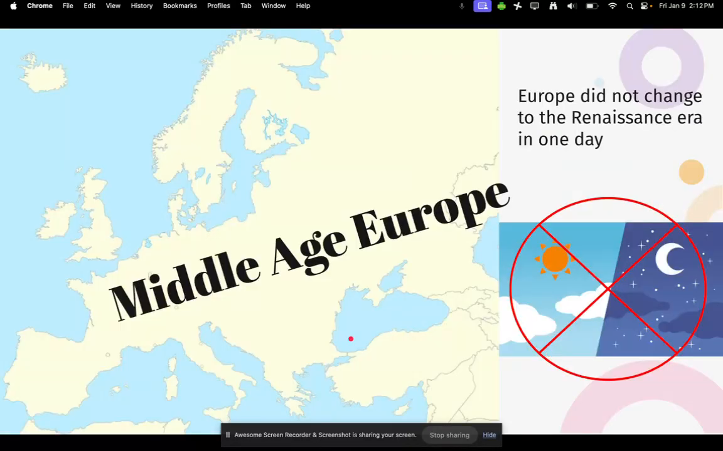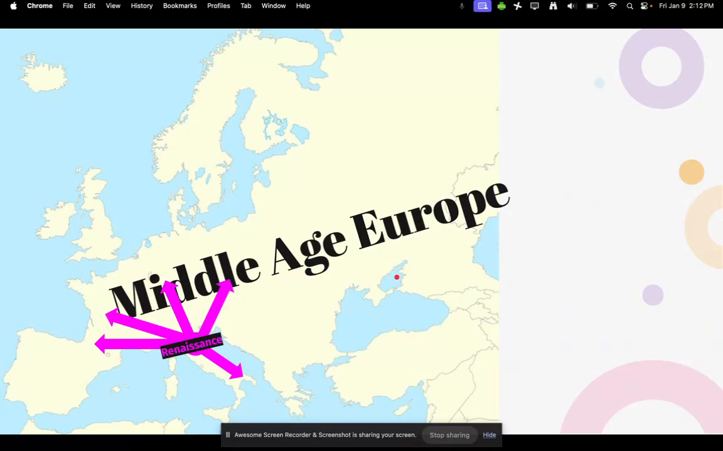All right, so Europe did not change to the Renaissance era in one day. It's not like all of a sudden everyone woke up and said, hey, we're in the Renaissance era. No, that did not happen. It was slowly over time. So we will learn that the Renaissance started in Florence, Italy, which is about right here. From Florence, these ideas of the Renaissance would spread throughout Europe. Of course, it would start in Southern Europe, spread into more Central Europe and then up to Northern Europe. It also would affect parts of North Africa and the Middle East as well.